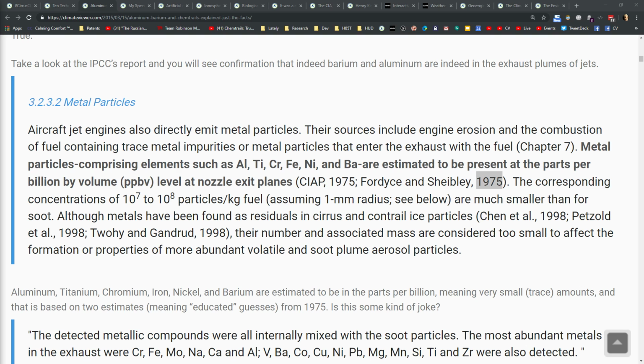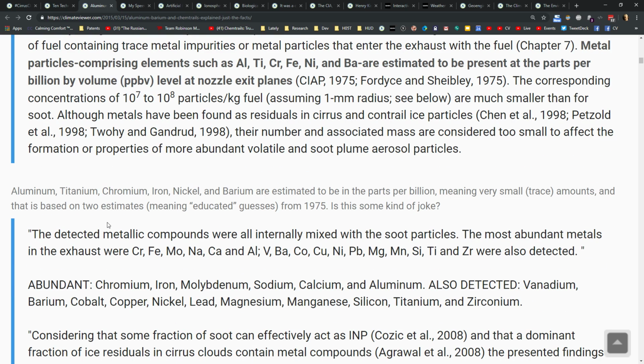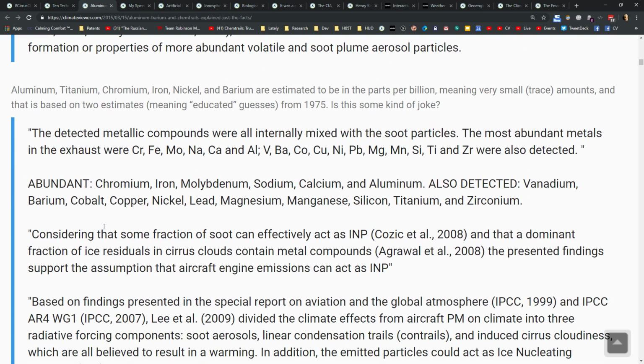Although metals have been found in the residuals in cirrus and contrail ice particles, their number and associated mass are considered too small to affect the formation properties of more abundant, volatile, and soot plume aerosol particles. So here's the funny thing about that statement. Soot is the predominant cloud seed coming out of planes. And the problem with it is the soot is loaded with metals. So you can't have one without the other.